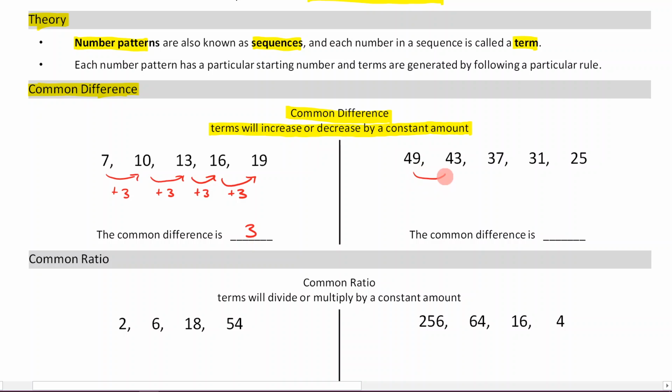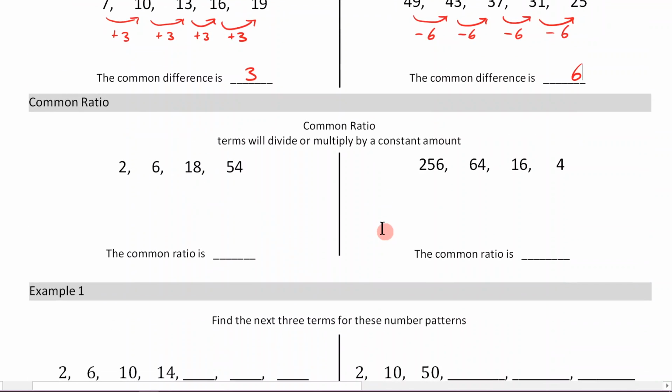Here we have 49, 43, 37, 31, and 25. Well, how am I getting the next term each time? Well, it's quite clear that I'm subtracting 6 each time. So we would say that the common difference is 6. And that's what it means to have a common difference, that you're increasing or decreasing by a constant amount. Let's now move on to our next type of sequence, which is common ratio.